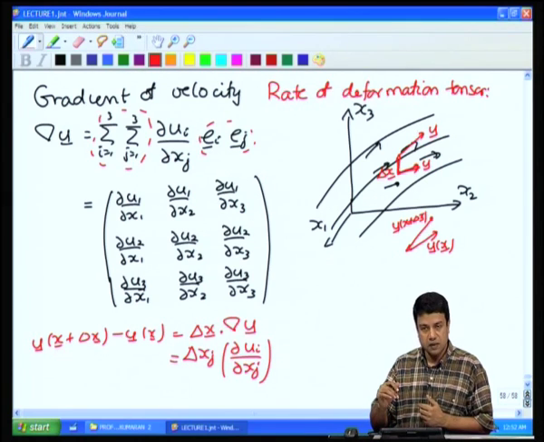On the other hand, if there is a difference in velocities between those 2 points, that means that the material line element that is joining those 2 points is either expanding, contracting or rotating.